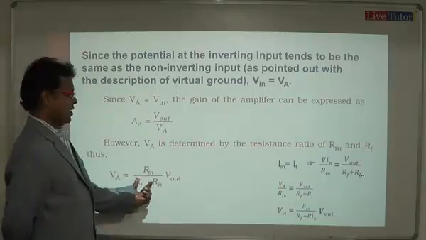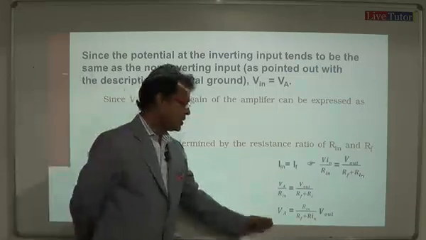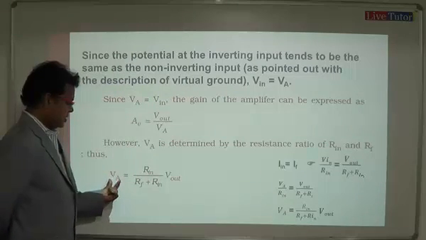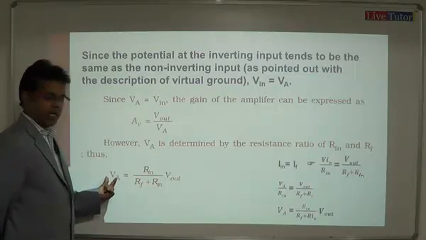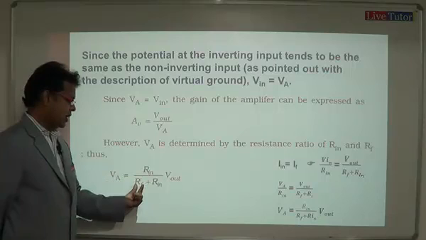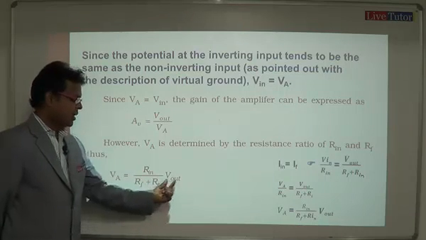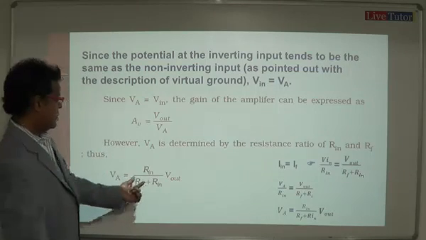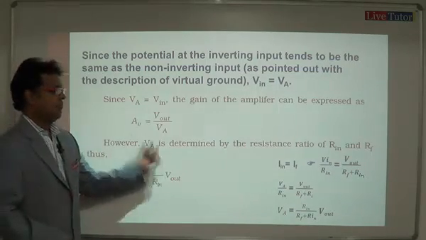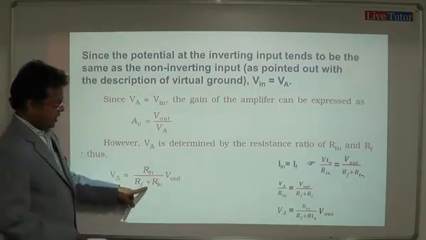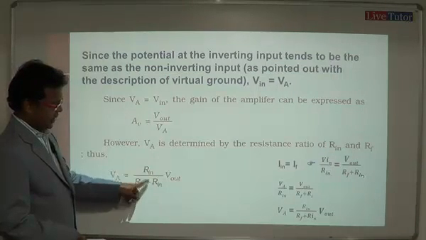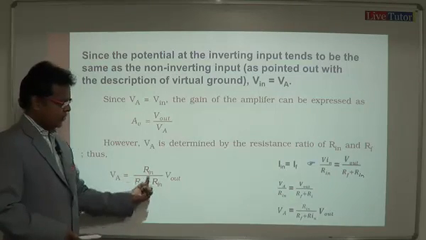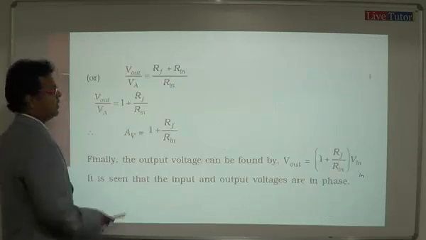So you can write this directly if you are able to remember it. Otherwise you can straight away write VA, the feedback voltage, is equal to Rin by Rf plus Rin into V out. This is how we find VA using the resistance ratio, the ratio of the input resistance to the total resistance.